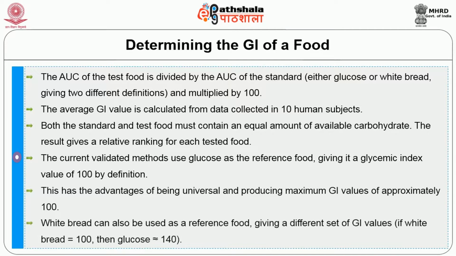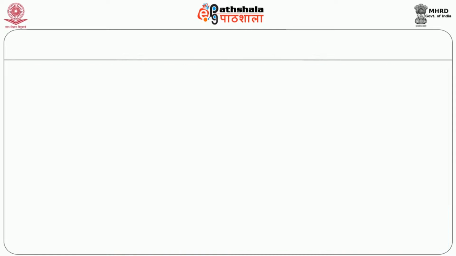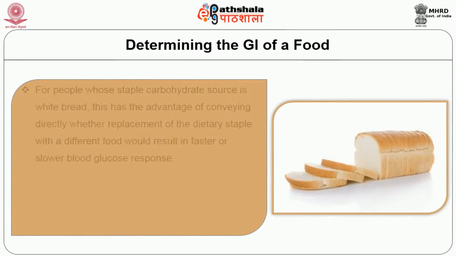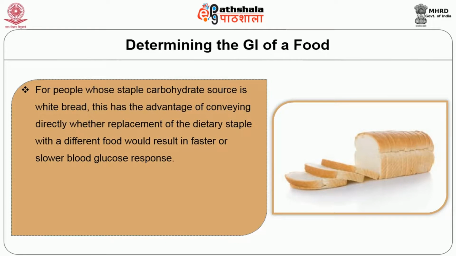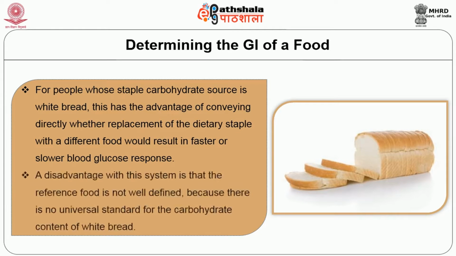White bread can also be used as a reference food, giving a different set of GI values. For people whose staple carbohydrate source is white bread, this has the advantage of conveying directly whether replacing the dietary staple with a different food would result in a faster or slower glucose response. A disadvantage of this system is that the reference food is not well defined, because there is no universal standard for the carbohydrate content of white bread.